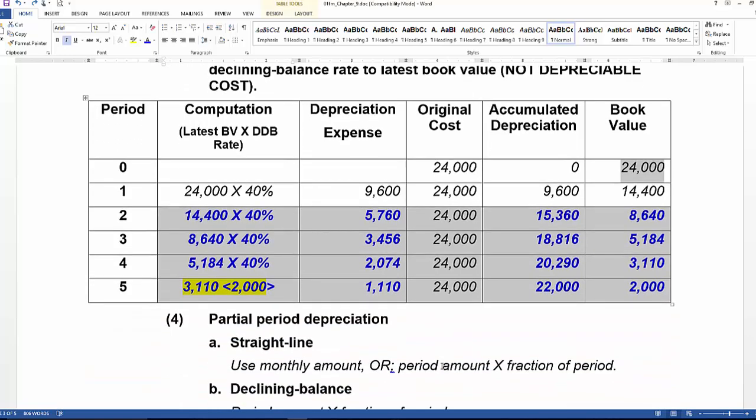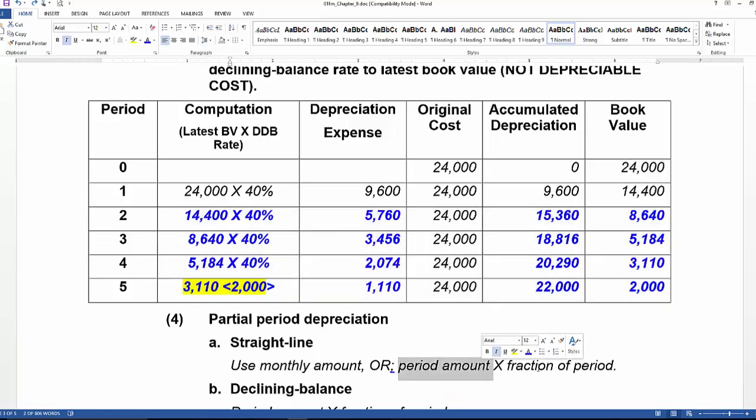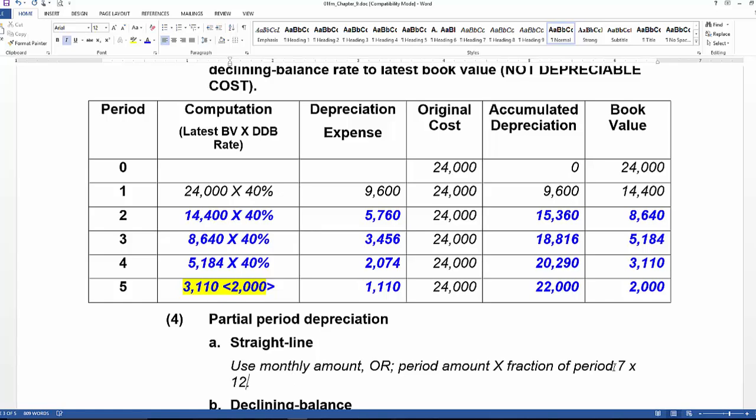Now, partial period depreciation is kind of tricky. Straight line, not bad, because you can use your monthly amount, or you can take some annual amount that you get and multiply it by a fraction of the period. Usually safest to do something in the neighborhood of 3/12 times the annual depreciation. That helps a bunch, and then you can't accidentally mess up with your fractions. Or 7/12 times the annual depreciation for 7 months depreciation.